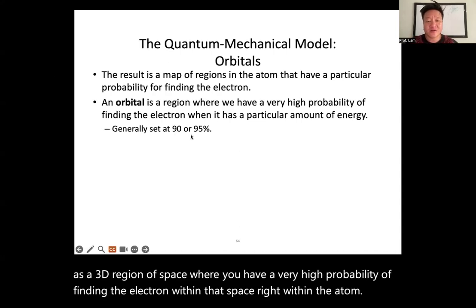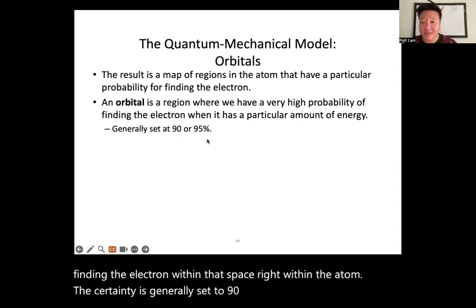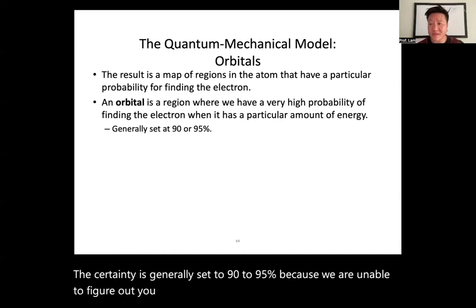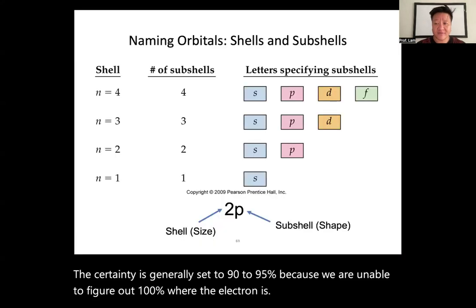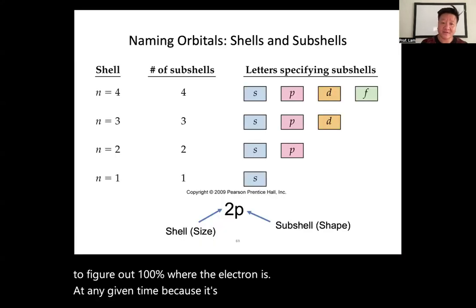The certainty is generally set to 90 to 95% because we are unable to figure out 100% where the electron is at any given time, because it's moving so fast.